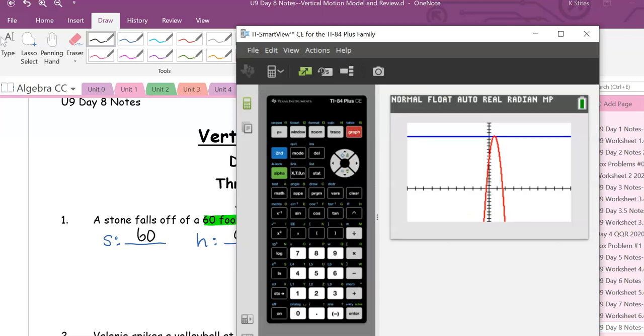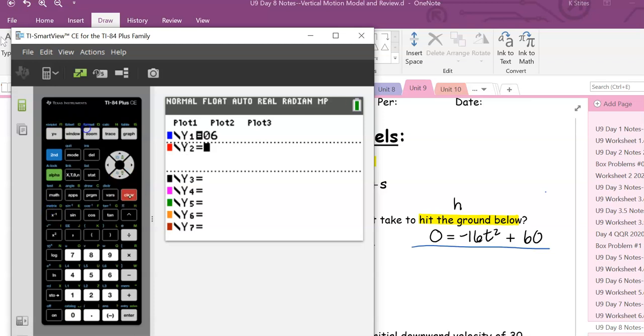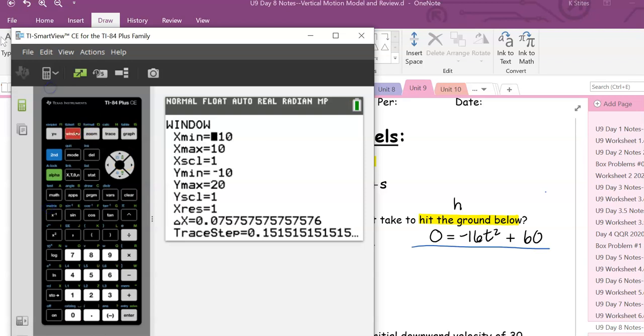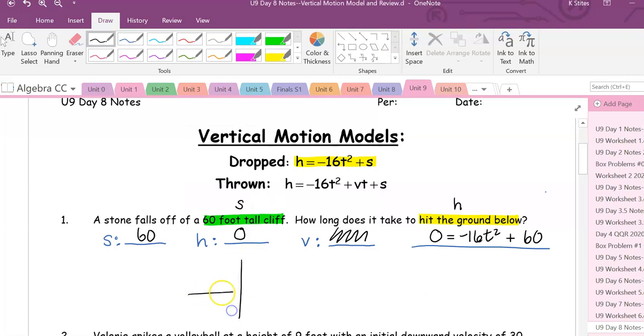And now I'm just going to go to my calculator. Here's my 0. Here's my negative 16t squared plus 60, and I'm noticing that I have a 6 up here, so let's redo that. All right, and then again, you want to go to your window and be a little bigger than the biggest number in your problem. So I need something bigger than 60, which I'm just going to put 80. And then I'm going to graph. Oh, that was not good.